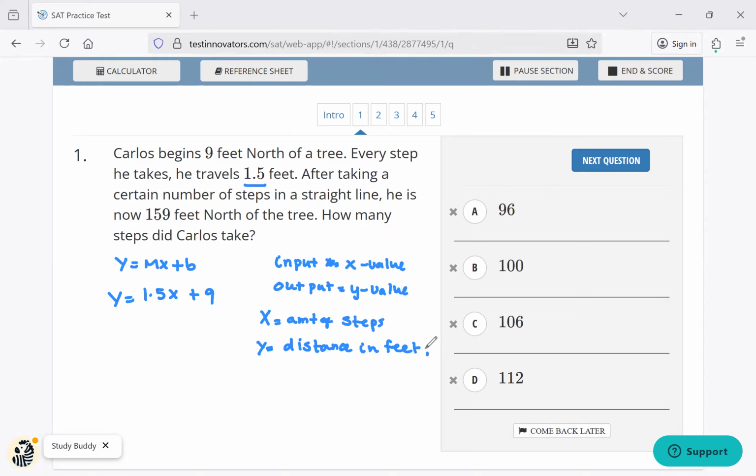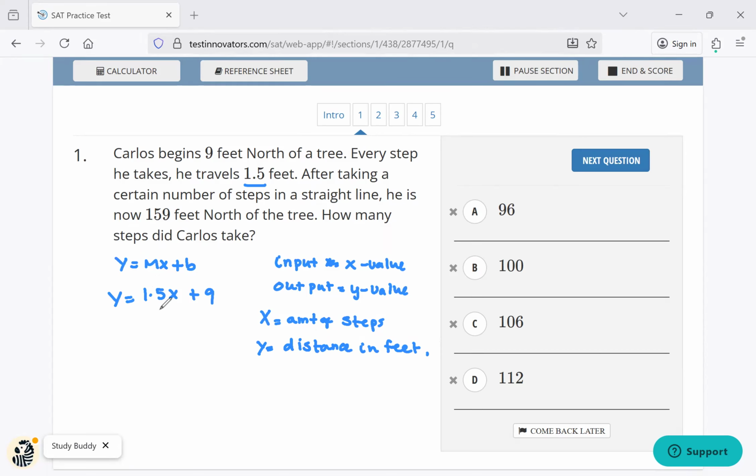But if you need a refresher on linear functions, I do have a video of all the things you need to know about linear functions. So if you need a refresher, go ahead and watch those videos. So here the equation is y equals 1.5x plus 9, and our x is the amount of steps, and y is the distance in feet.